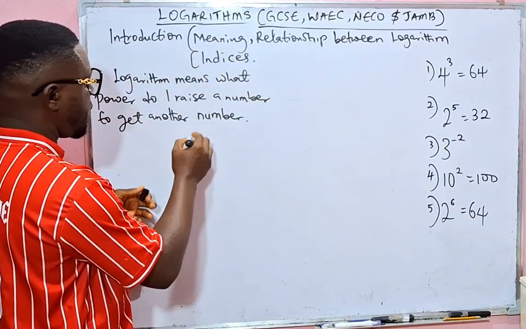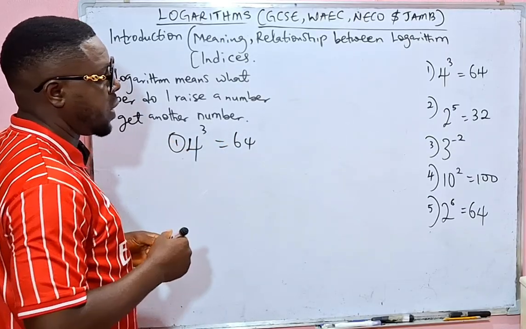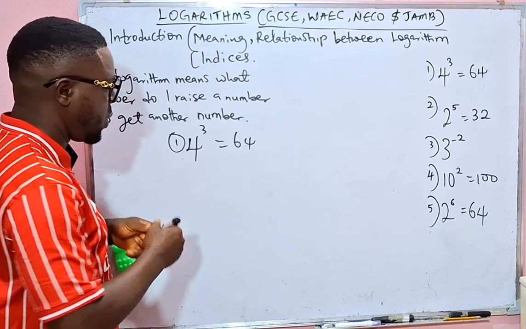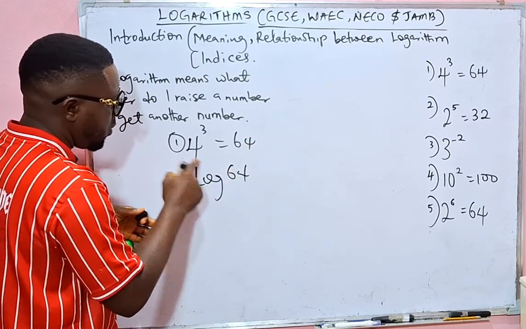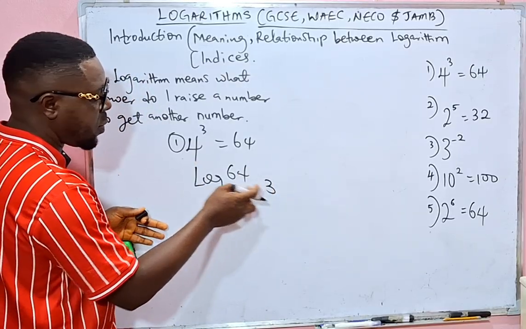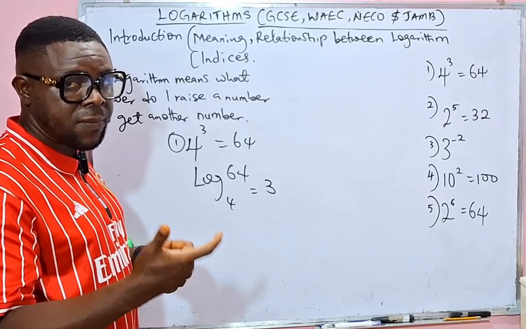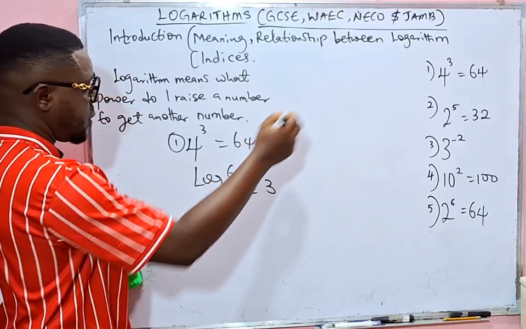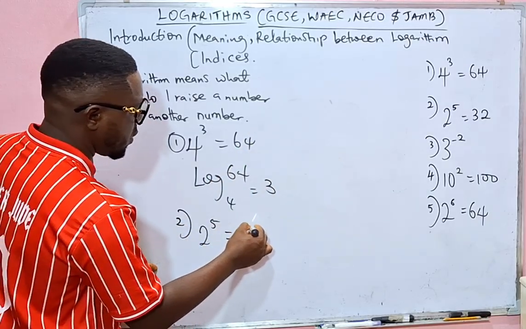So 4 to the power of 3 is equal to 64. Now, I want to change this indices to a logarithm. It will be log 64 base 4 is equal to 3. Meaning that 4 to the power of 3 will give me 64, because 4 times 4 is 16, and 16 times 4 will give me 64.